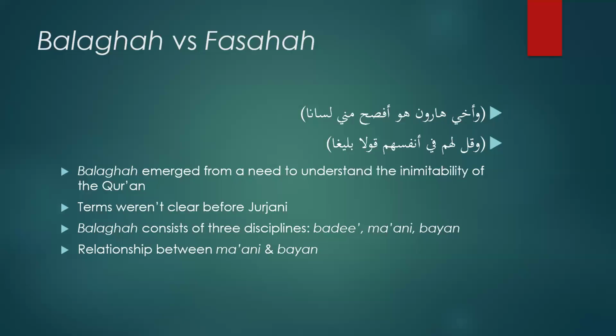So let's talk a little bit about balagha and fasaha. And we're not going to dwell on it too much, but we're going to just mention these things in a general idea. And if you memorize these two ayahs and understand their meaning, you understand the idea of the difference between balagha and fasaha. So Allah subhanahu wa ta'ala says, on the tongue of Musa, peace be upon him, وأخي هارون هو أفصح مني لسانا, that my brother Harun is more eloquent in tongue than I.